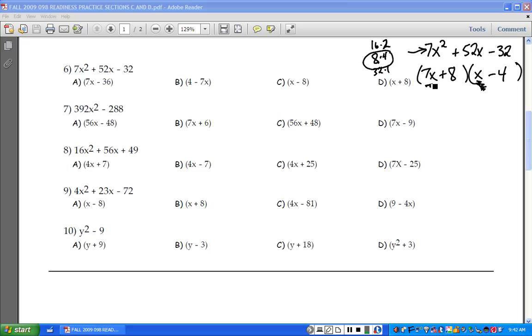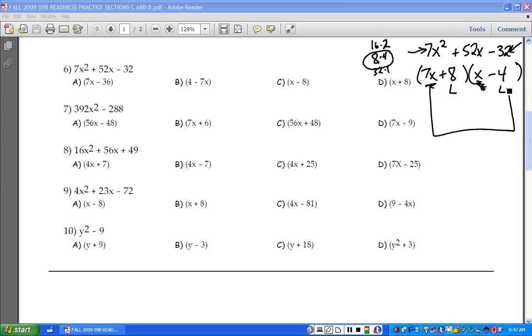So again, 7x is the first, x is the first, and it gives us 7x squared, which is our first. 8 is the last, negative 4 is the last, and when we multiply 8 times a negative 4, we get negative 32, which is the last. Okay, so we're finished. This is an answer. Now we don't know if it's the correct answer until we check the outside-inside combination. So now let's look at that.